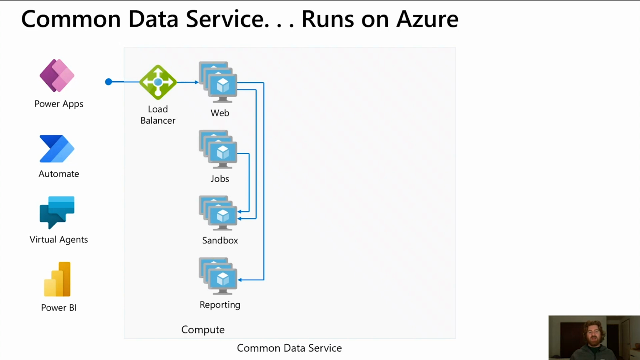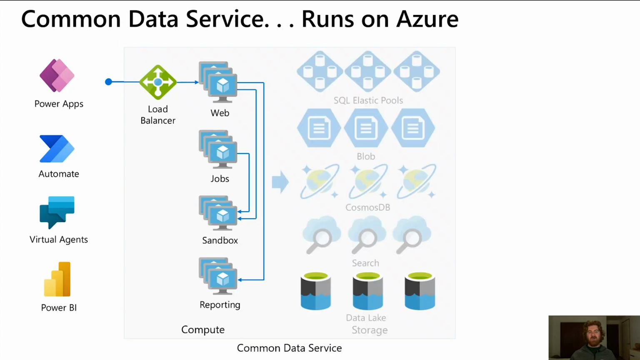And beneath that API endpoint, we have a load balancer that routes requests to a bunch of different VM scale sets in Azure, a bunch of web servers for handling and servicing those OData API requests, jobs for handling asynchronous processing, our sandbox servers for hosting and running customer-provided C# code that runs within our processing pipeline, and our reporting servers, which handle paginated reports.